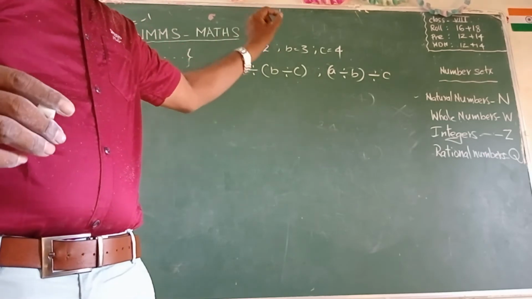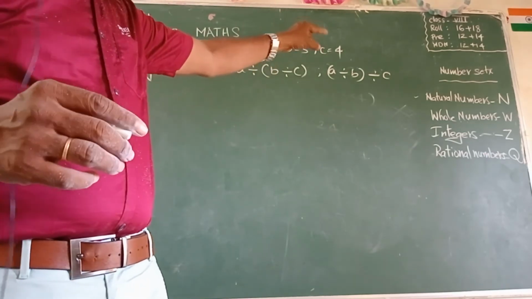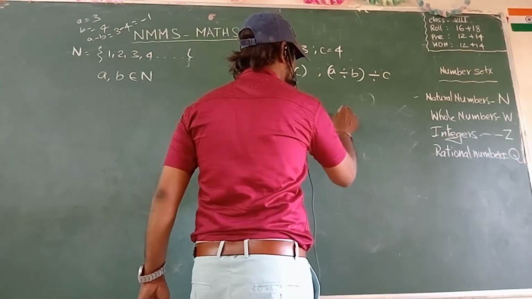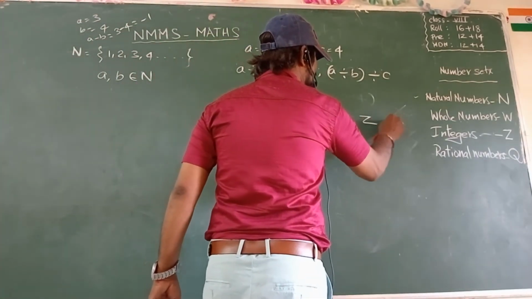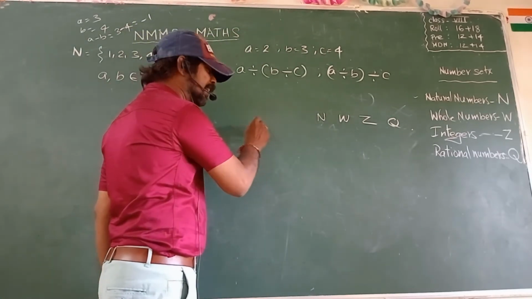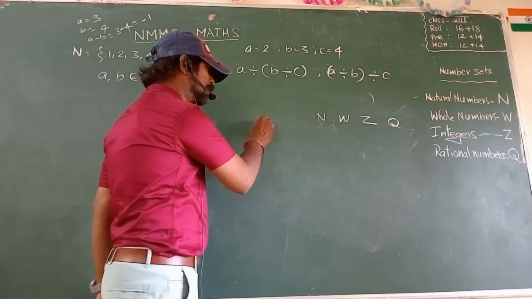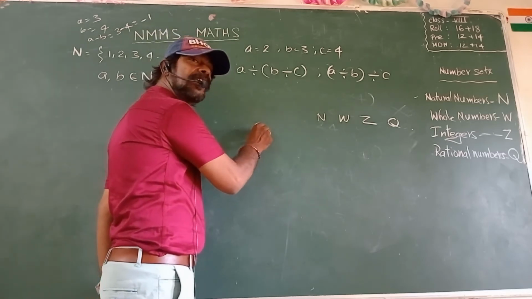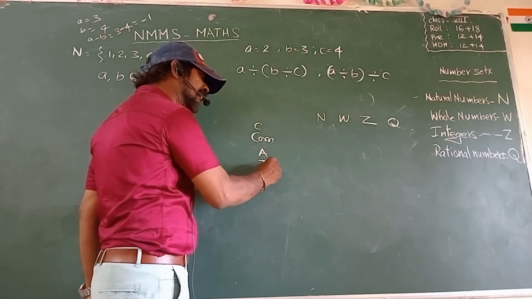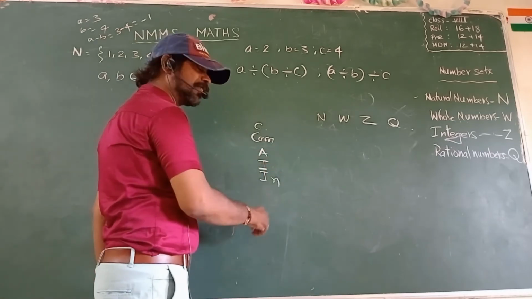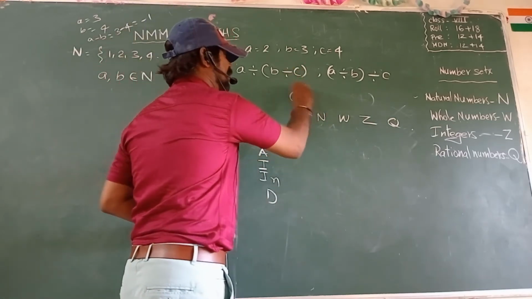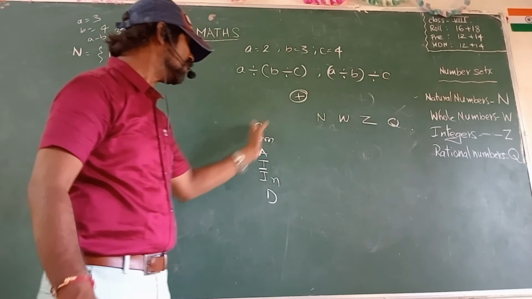of sets: natural numbers, whole numbers, integers, and the operations, addition. Next what we have to do? Closure property, commutative property, associative property, identity property, inverse property, distributive property. And the operation addition, for addition we check these properties in the different sets.